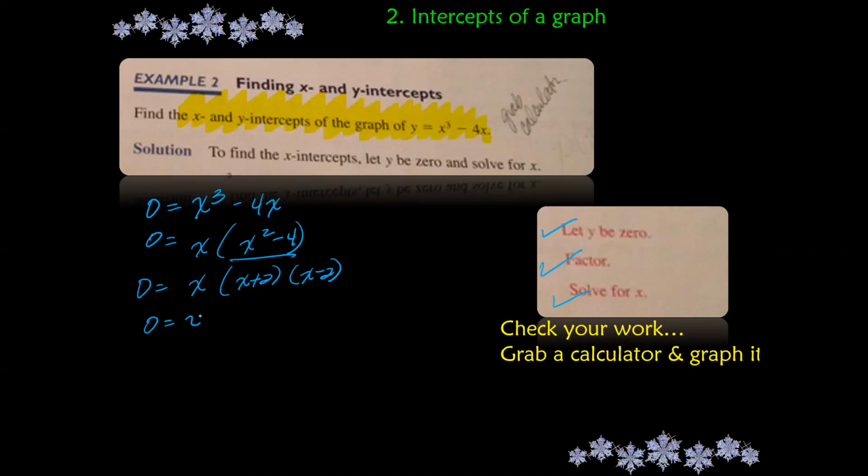So if I set this x to 0, x equals 0. If I set x plus 2 to 0 and I solve for it, it will be a negative 2. And the same thing if I set x minus 2 equals 0, it will be a positive 2. So right here, what I have here are my x-intercepts.